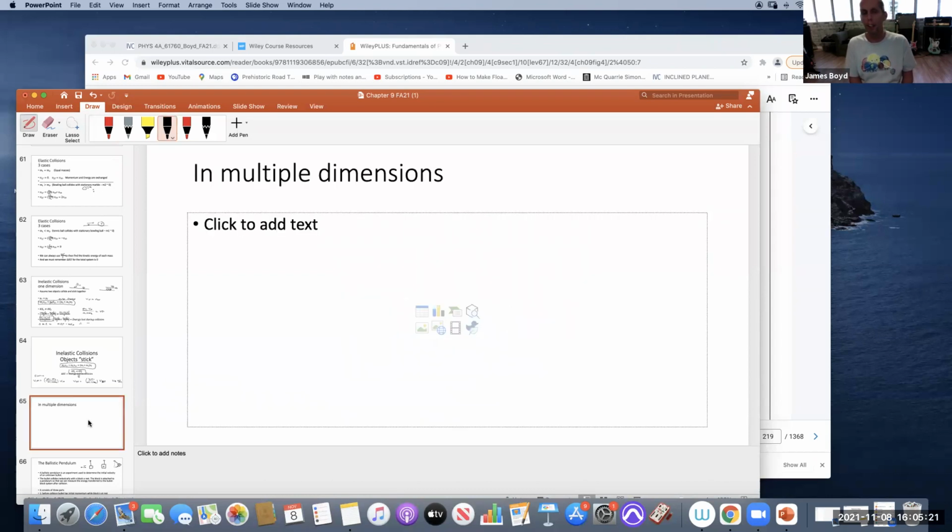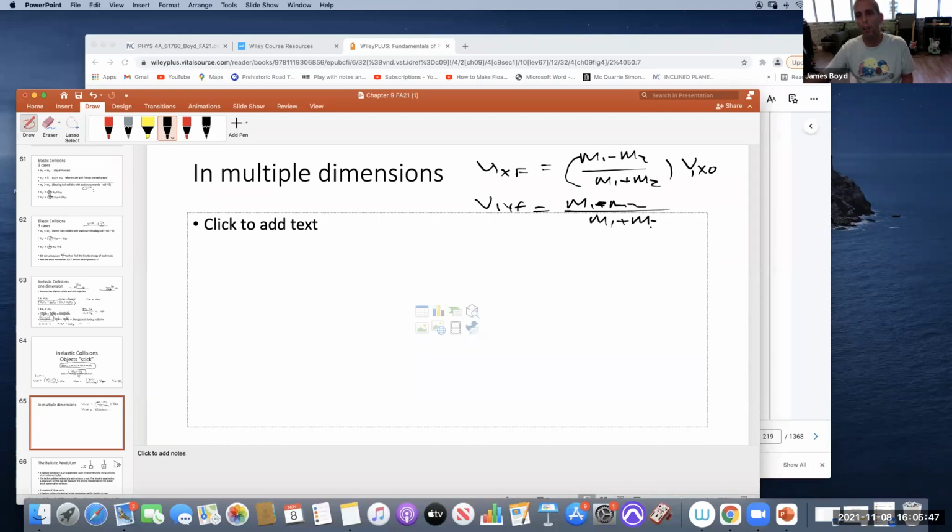In multiple dimensions, you just handle it in multiple dimensions. So you'd have V1x final is M1 minus M2 over M1 plus M2 times V1x initial, and V1y final would be M1 minus M2 over M1 plus M2.